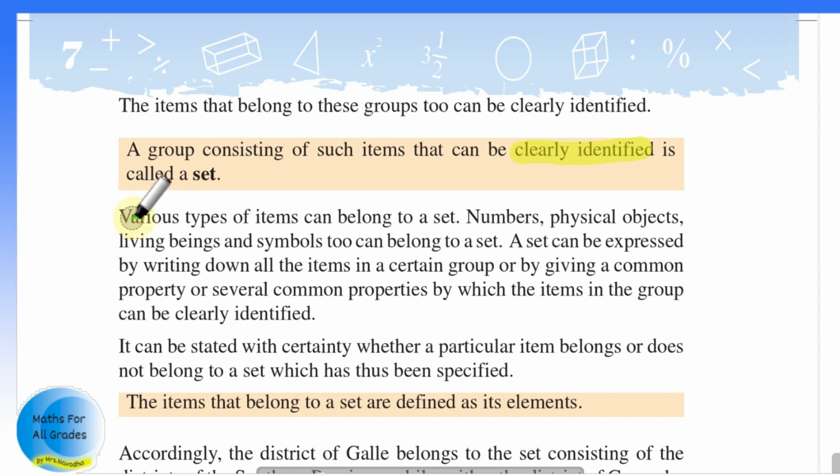Furthermore, they are mentioning various types of items can belong to a set. Numbers, physical objects, living beings and symbols too can belong to a set. A set can be expressed by writing down all the items in a certain group or by giving a common property or several common properties by which the items in the groups can be clearly identified. Here they have defined the elements which we'll discuss later. Based on the knowledge that we have now, we can do the exercise 2.1. It's in the next page.